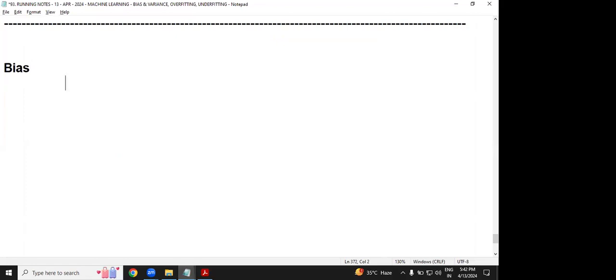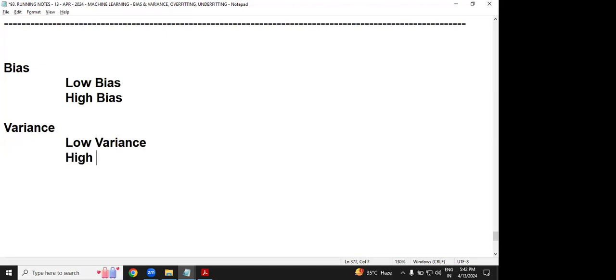So the bias: low bias, and next one is high bias. I will tell you what you mean by low bias and high bias. And the next one is variance. Low variance, and next one is what exactly? High variance. Good.